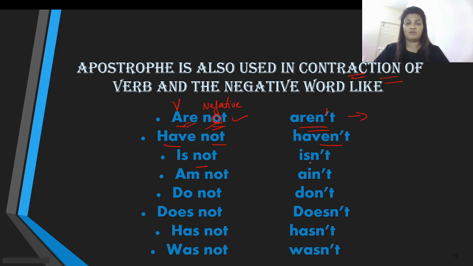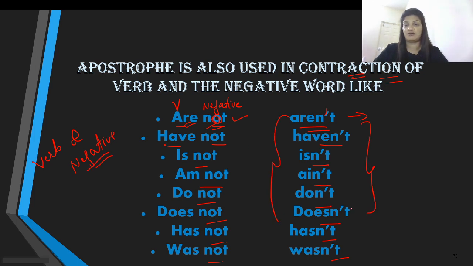Similarly, have not becomes haven't. Is not becomes isn't. Am not becomes ain't. Do not becomes don't. Does not becomes doesn't. Has not becomes hasn't. Was not becomes wasn't. So it is a combination of a verb and a negative word, and you get a contraction like this.